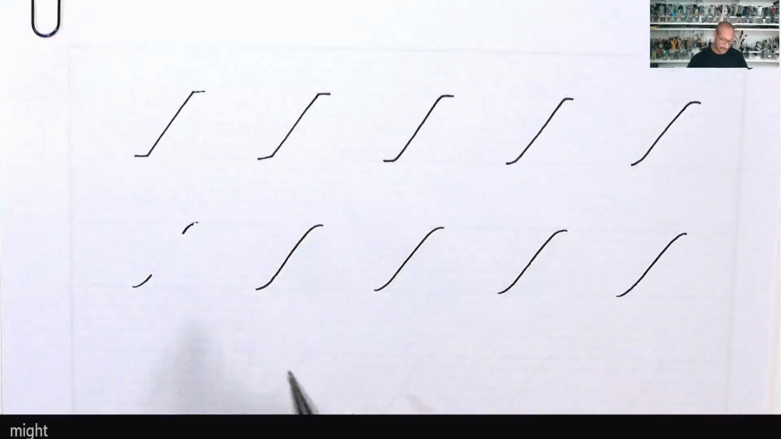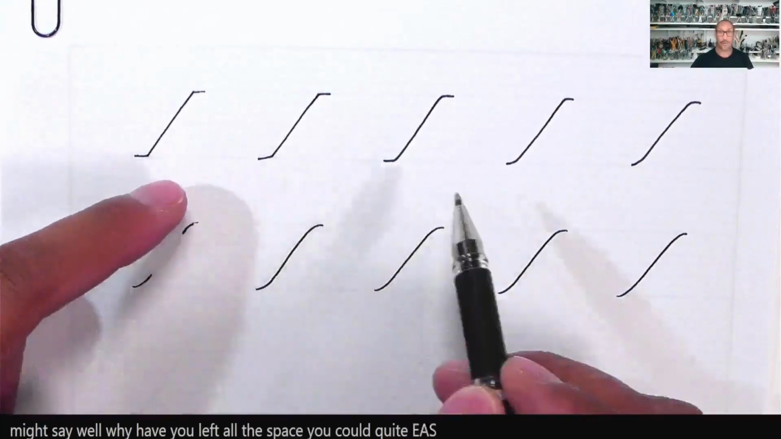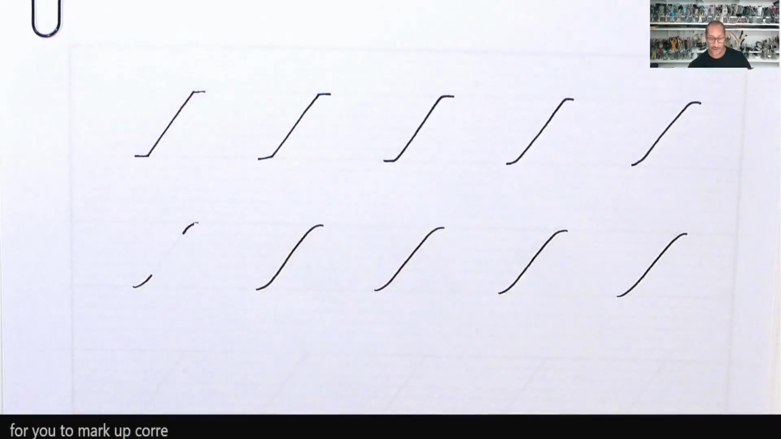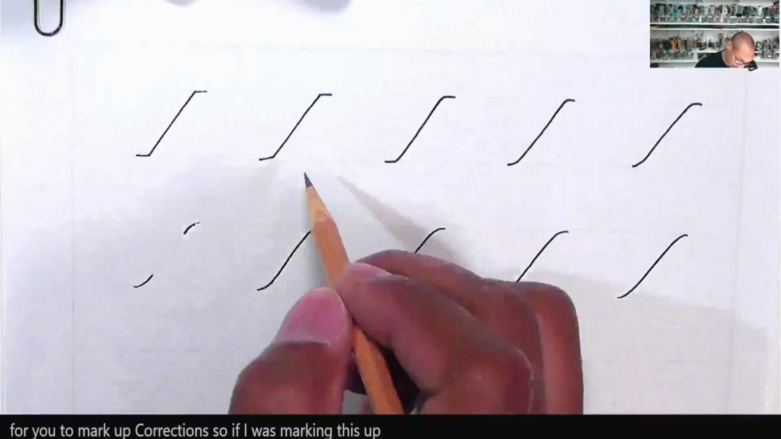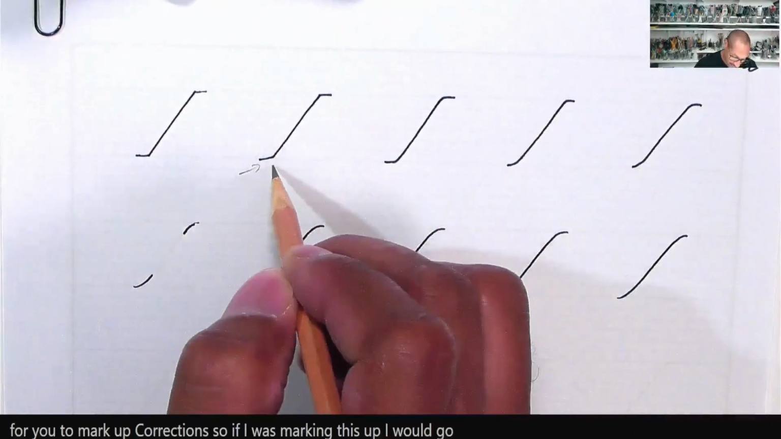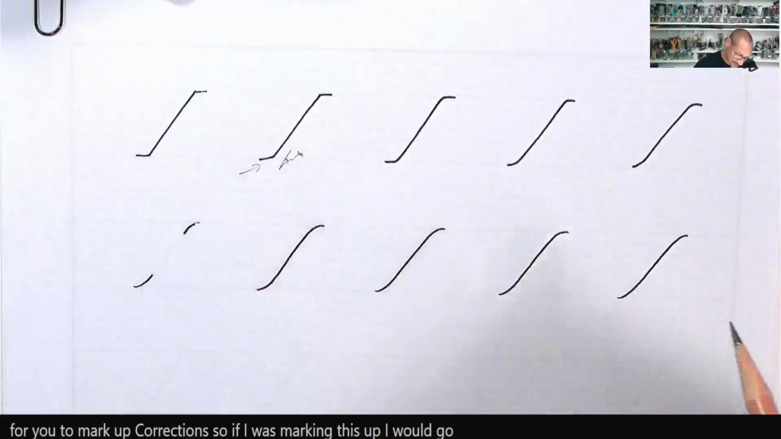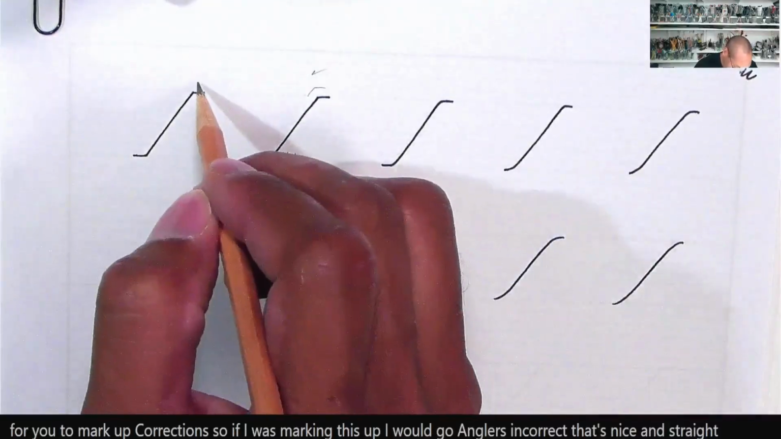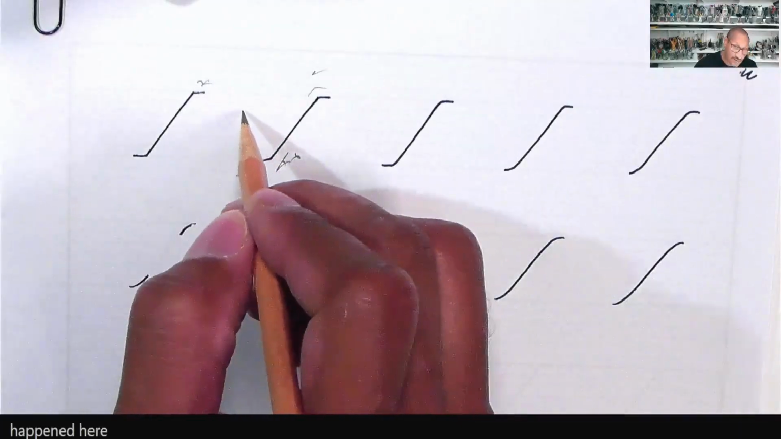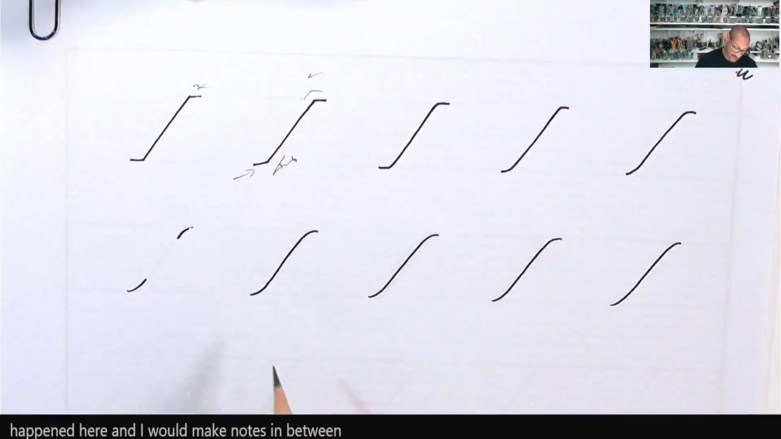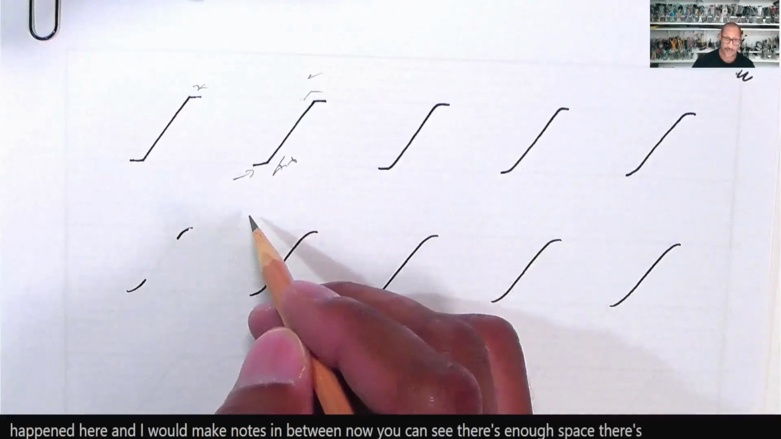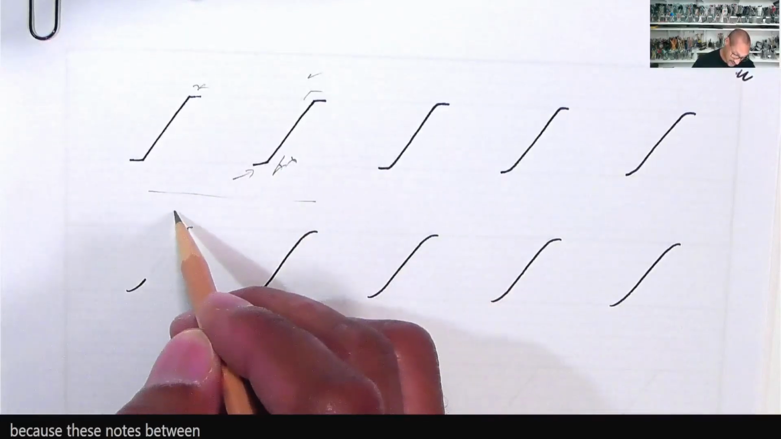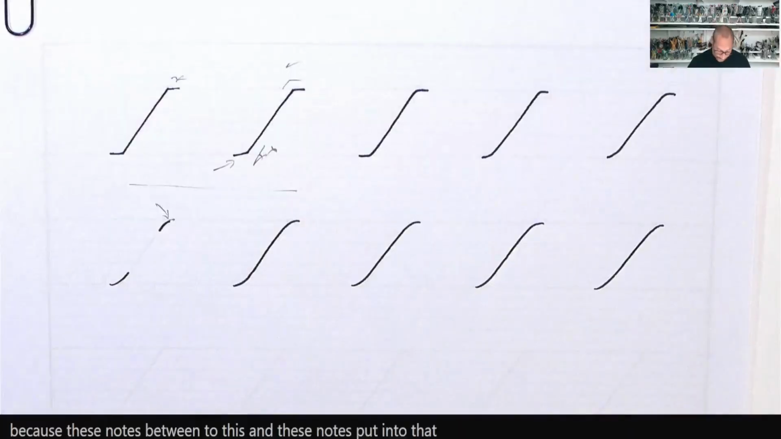Some of you might say, well, why have you left all this space? You could quite easily put more in here. The reason the space is there is for you to mark up corrections. So if I was marking this up, I would go, angle is incorrect. That's nice and straight. What happened here? And I would make notes in between. Now you can see there's enough space. There's a line space because these notes pertain to this, and these notes pertain to that.